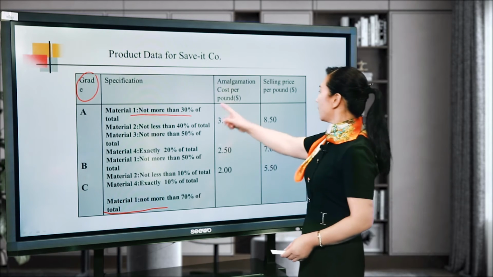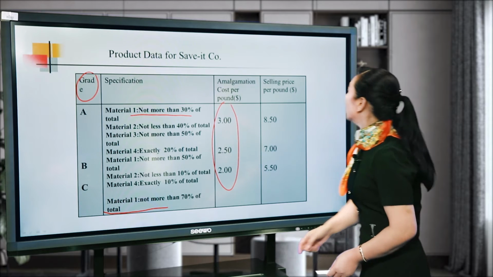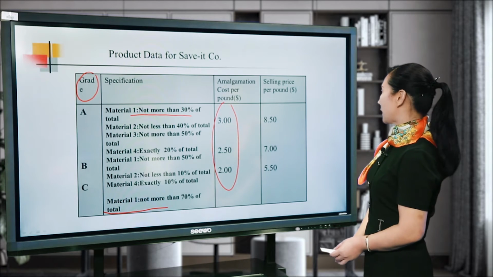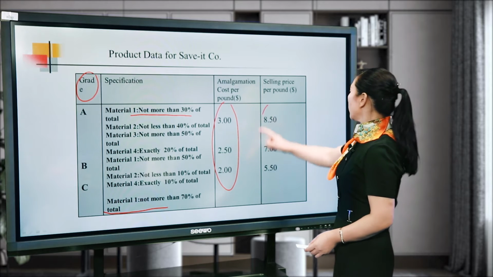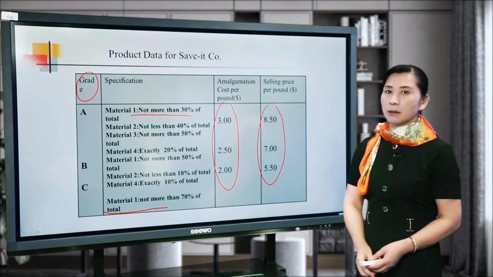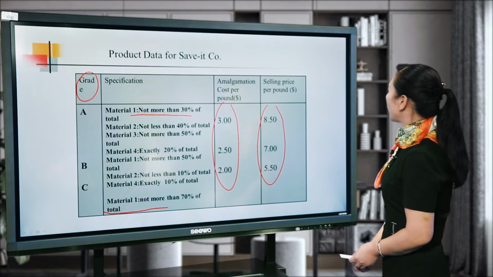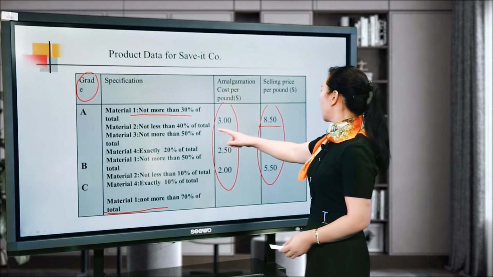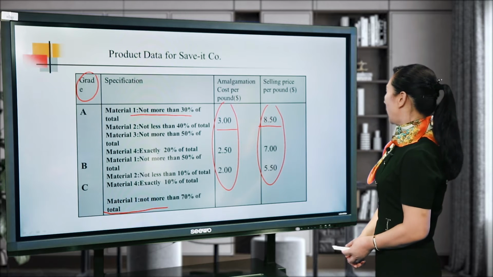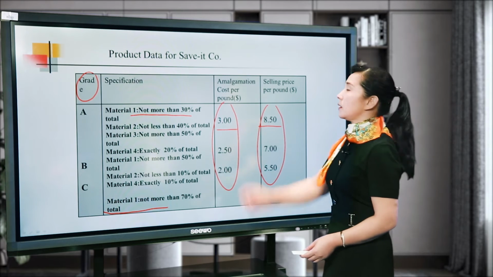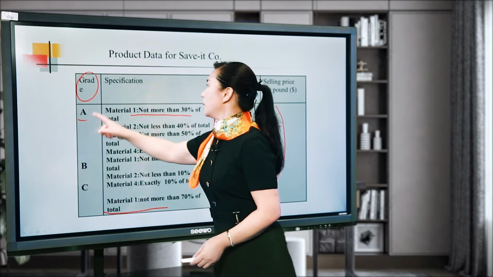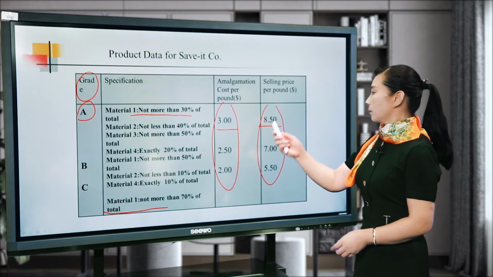And this column number is the cost per pound of each grade of product. And this column number is the selling price of each product. And we can use this number minus this, that is 8.5 minus 3 equals 5, which is the profit of each grade A product.